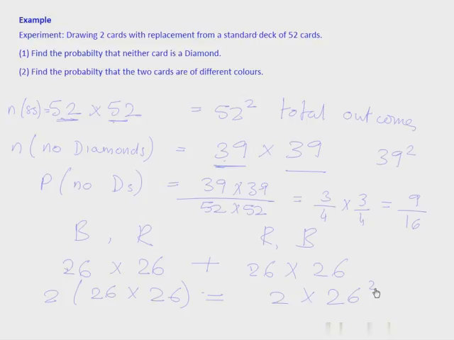We just divide this number by 52 squared and we get the probability that the 2 cards are of different colors. Let's just do this in this corner. 2 times 26 squared over 52 squared is 2 times 1/4, which is half. So the probability of getting 2 cards of different colors is half. You can try the question, find the probability of getting 2 cards that are both red, and the question, find the probability of getting 2 cards that are both black.